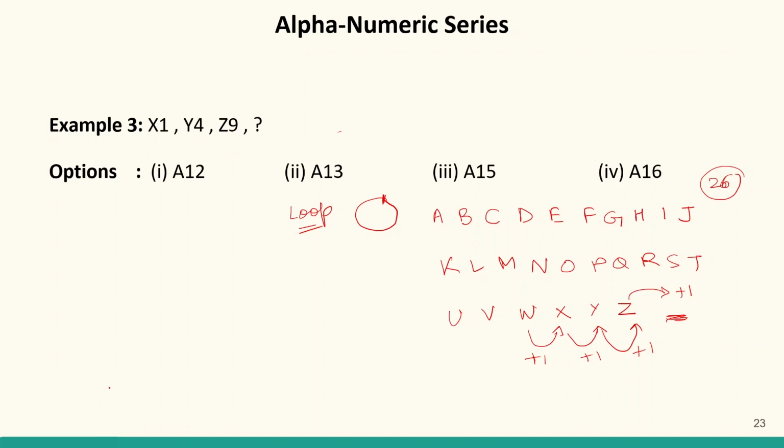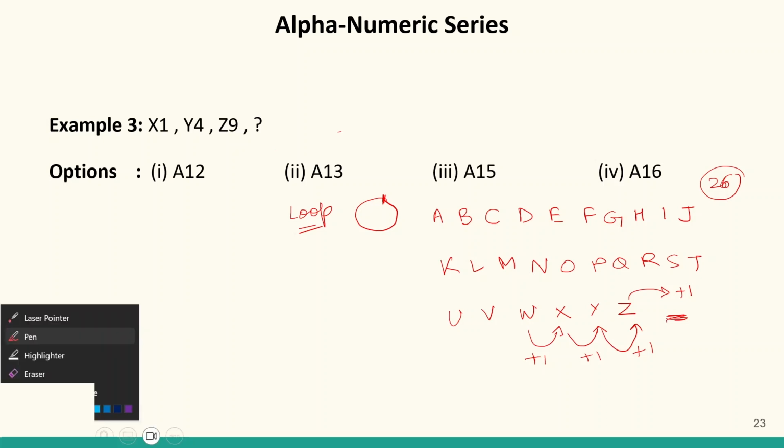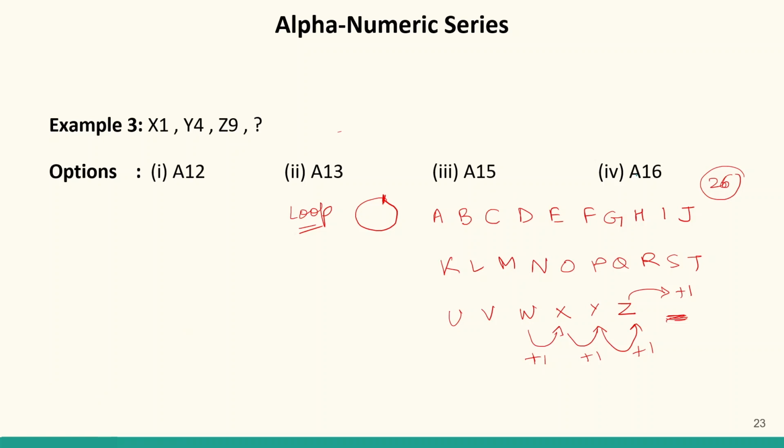What do you mean by that? Basically, after Z, we will start again from A. So if we add 1 to Z, that will give us A. If we add 2 to Z, that will give us letter B. If we add 3 to Z, that will give us letter C, because we are going in a loop. So after Z, we will start again from A.